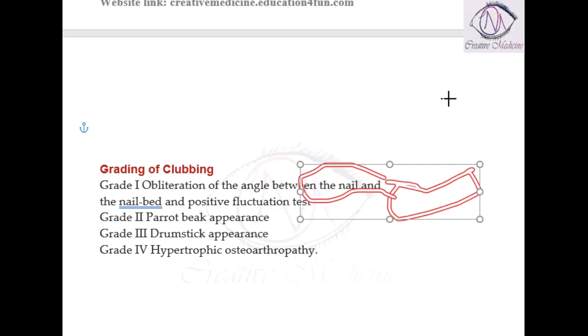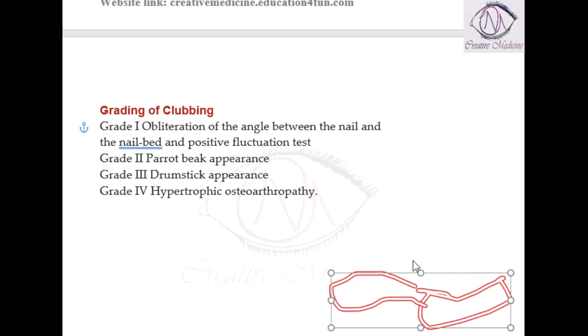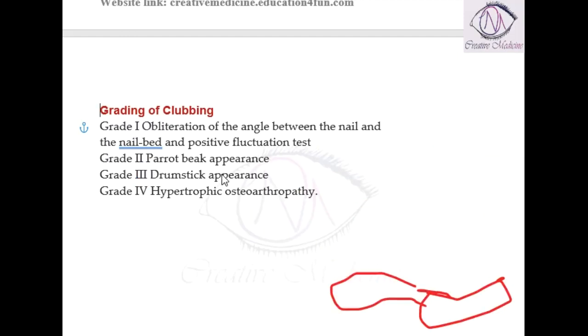Then we have grade 3 clubbing. In grade 3 clubbing, a drumstick appearance will be seen because of the increase in the lateral side of the finger. So this results in grade 3 clubbing, or drumstick clubbing.